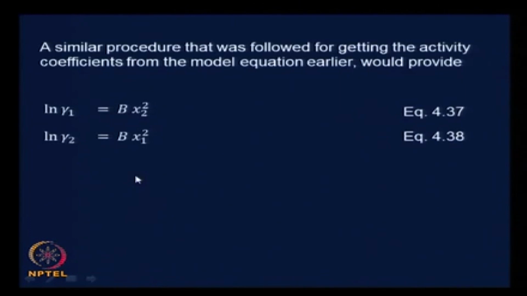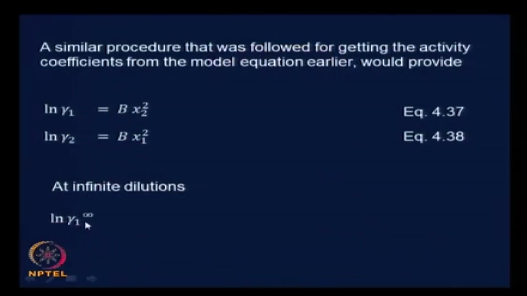Hopefully you would have gotten this, and the same way that we did by analysis of the Margules model at infinite dilutions, one of the mole fractions will go to 1, and as a consequence the other mole fraction will go to 0. Ln gamma 1 infinity equals ln gamma 2 infinity, that is B, which would be the constant in the Redlich-Kister model.